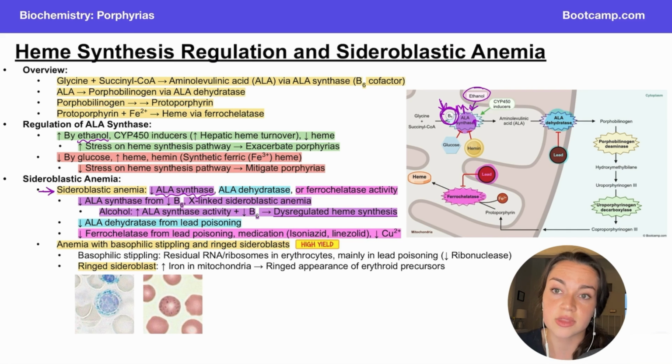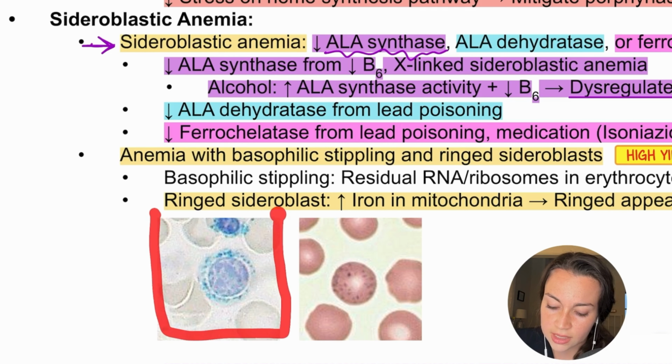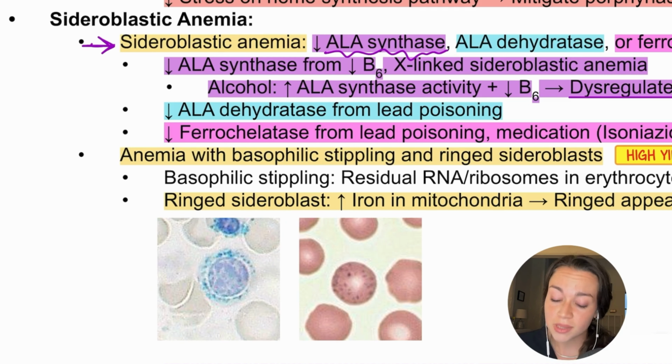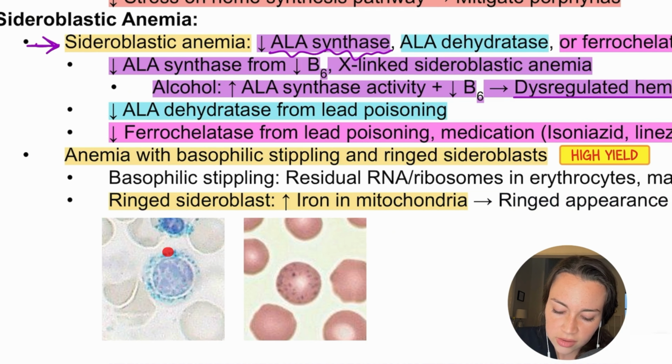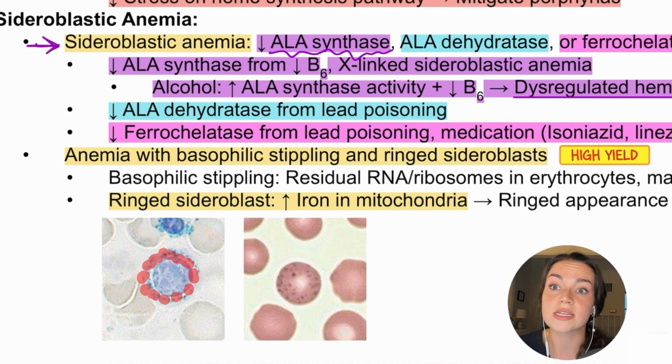And so we're going to have this excess iron not incorporated into heme just floating around in the mitochondria. So all that iron is going to lead to a ringed appearance of erythroid precursors. Here's a picture of an erythroid precursor. Remember, immature red blood cells still have a nucleus. And then all these little dots that you're seeing around the outside, those are not normally there. Those are the iron deposits in our ringed sideroblast, the characteristic of sideroblastic anemia.